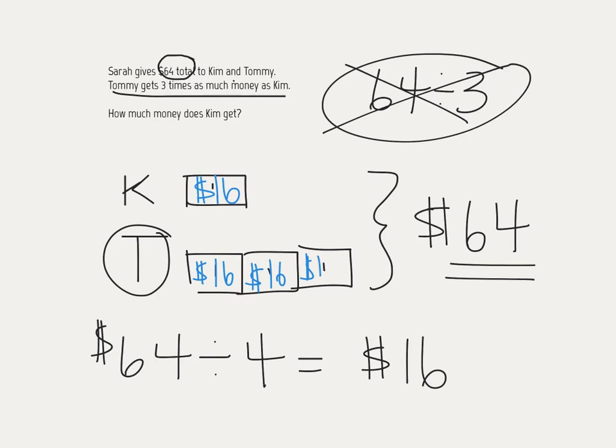And then if we wanted to, we could figure out how much Tommy is getting as well, but the problem is specifically asking for how much Kim gets, so our answer there is 16.